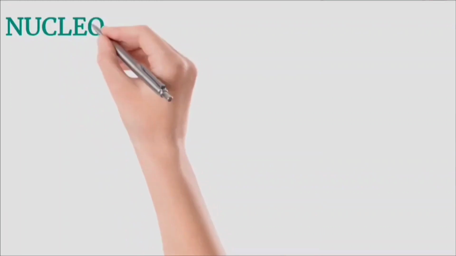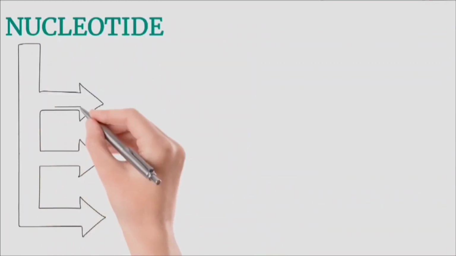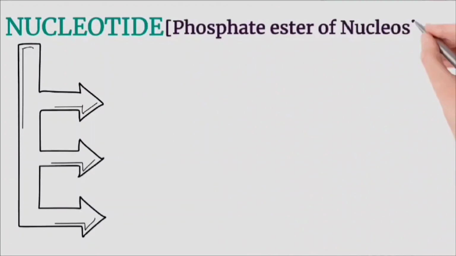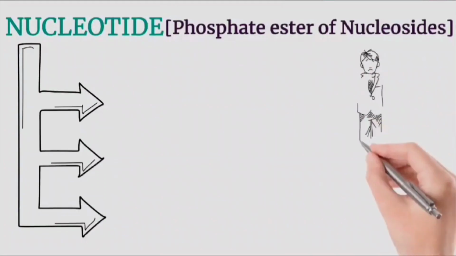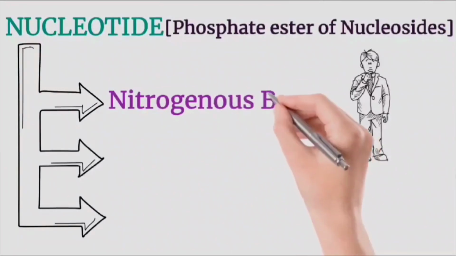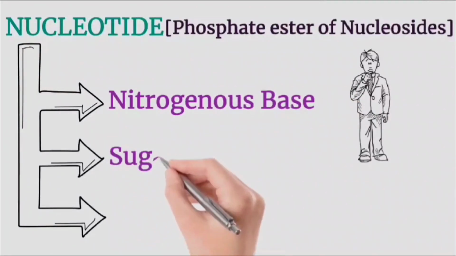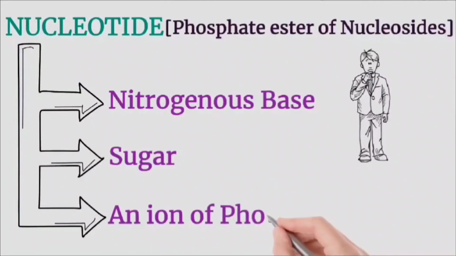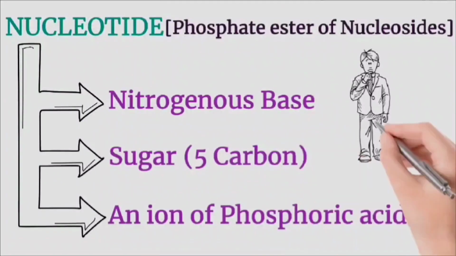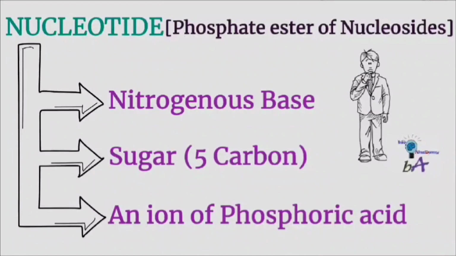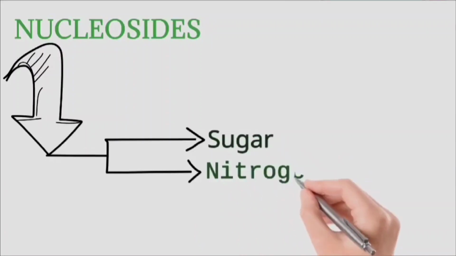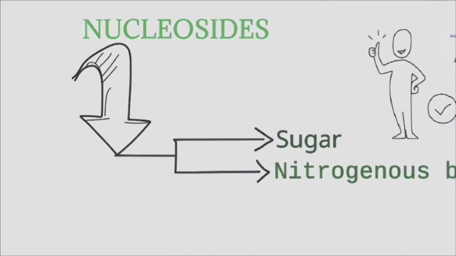So what is a nucleotide? We can signify it as phosphate ester of nucleosides. So if we simplify it, then we can say that nucleotides are composed of three things, that is nitrogenous bases, sugar, phosphoric acid. The sugars making nucleic acids are of 5 carbon, which we can say ribose, and deoxyribose, which is lacking a hydroxyl group or OH group. Okay. Next, what is a nucleoside? It is composed of sugar and nitrogenous bases.